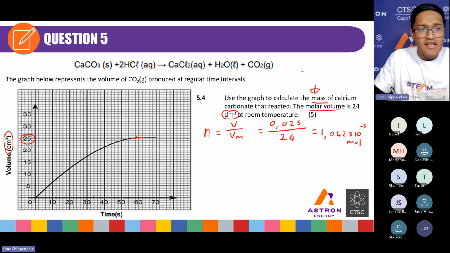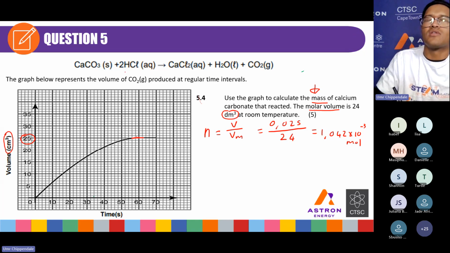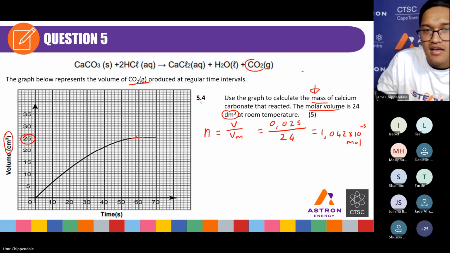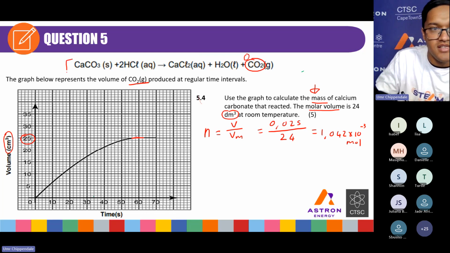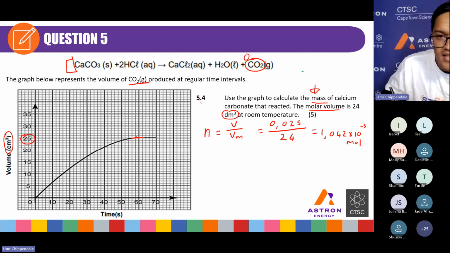But now this graph is not the graph dealing with your calcium carbonate. I know I said that a bit earlier, but sorry, I made a mistake. This was your graph of the volume of your carbon dioxide. So because this is the volume of carbon dioxide, now we can use this mole ratio, so the number in front, to link it up with the calcium carbonate, which is this over here. So we see a 1-to-1 ratio.